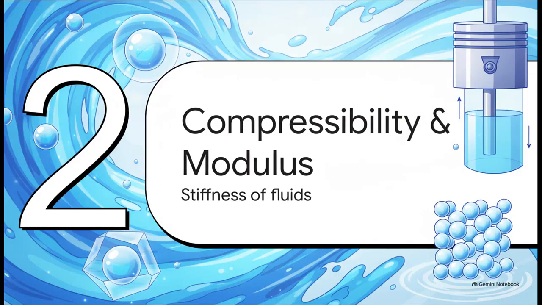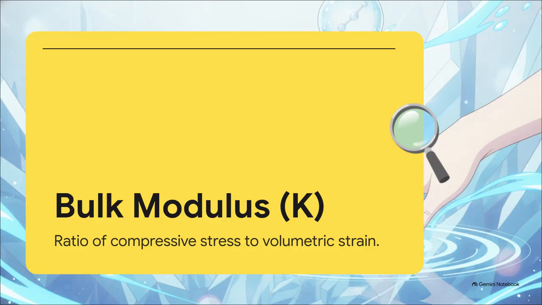Moving right along to Section 2, compressibility and bulk modulus, understanding the stiffness of fluids. Okay, so how do we actually measure this fluid stiffness? Well, we use a property called the bulk modulus of elasticity, which we represent with the letter K. Bulk modulus is defined as the ratio of compressive stress, which is just a fancy way of saying the increase in pressure applied to the fluid, to the volumetric strain, which is the relative decrease in the fluid's overall volume. Basically, it tells us precisely how much pressure you need to force a fluid to shrink.